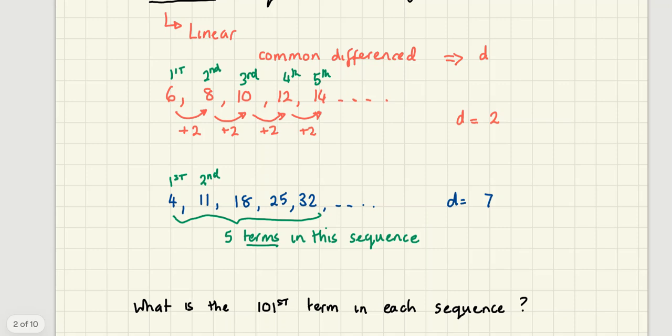How would you work it out? What would be the 101st term in both of those sequences? Feel free to discuss, work it out. What do you think? I'm going to run with your answer a little bit. So with this first one, do we think the 101st term, well, how many lots of +2 do we need to do to get to the 101st term?